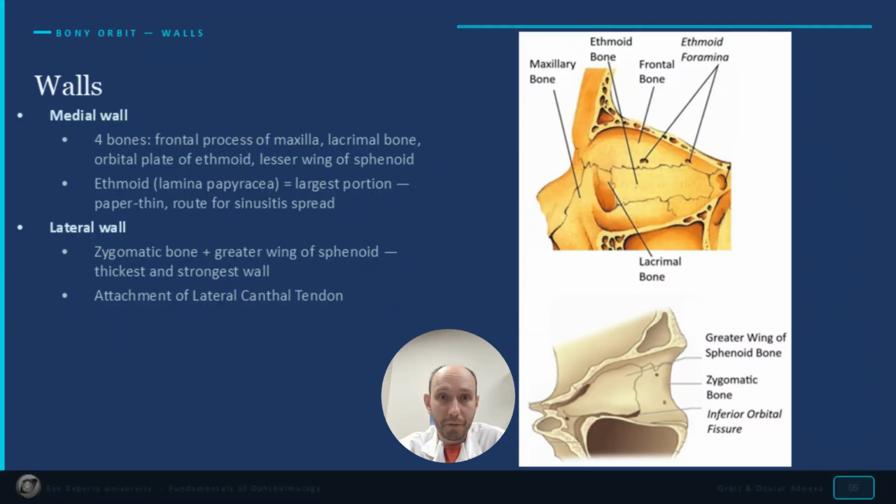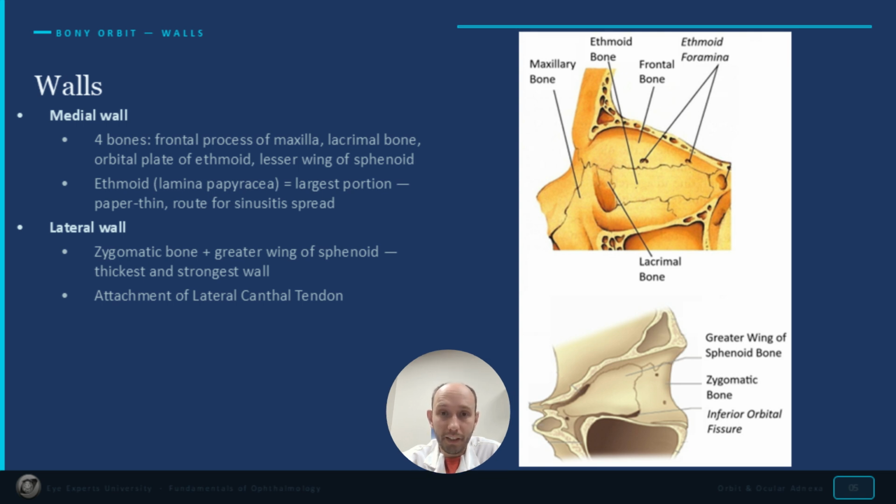Now let's talk about the walls of the orbit. The medial wall is composed of the frontal process of the maxillary bone, the lacrimal bone, the orbital plate of the ethmoid bone, and the lesser wing of the sphenoid. Now the ethmoid, again, I'd say forms the majority of it, and the ethmoid is the one that has the lamina papyracea. This is the largest and the paper-thin part of the medial wall.